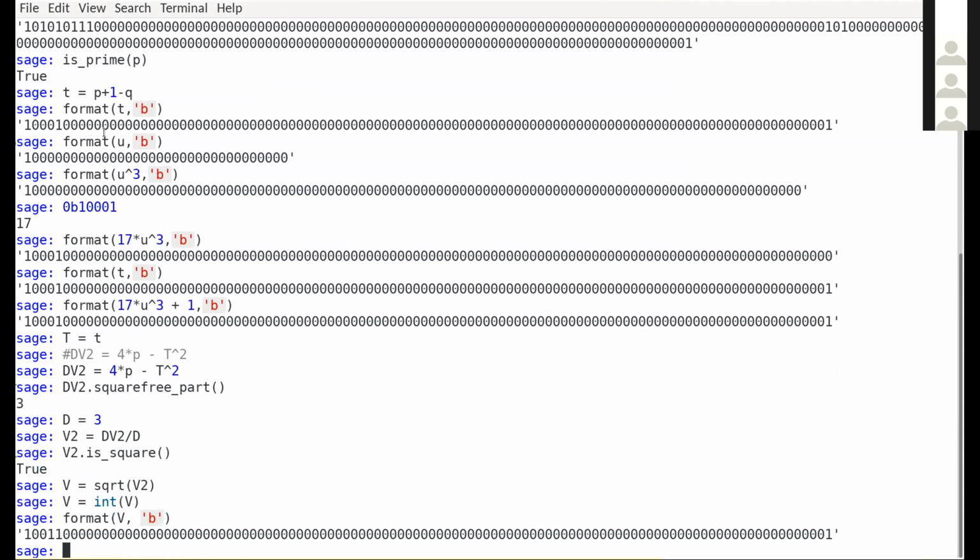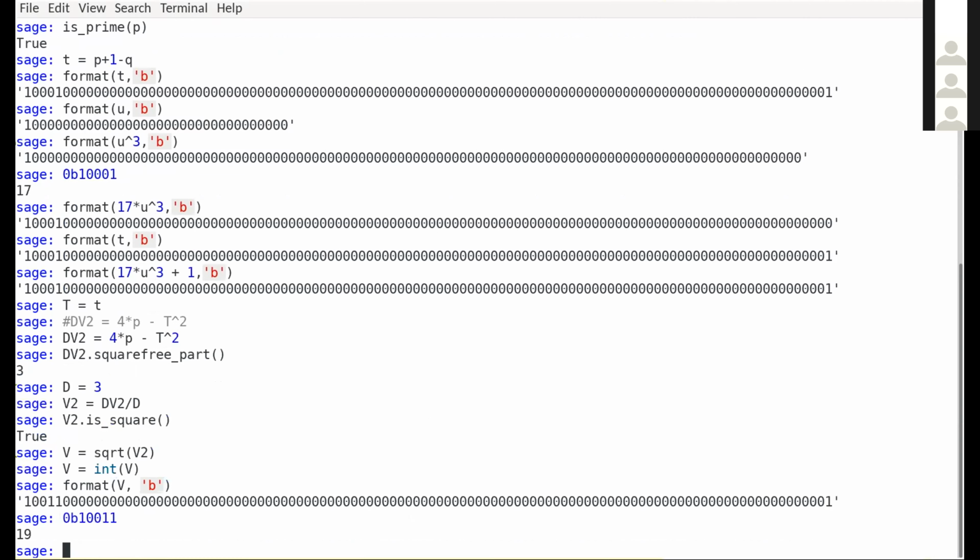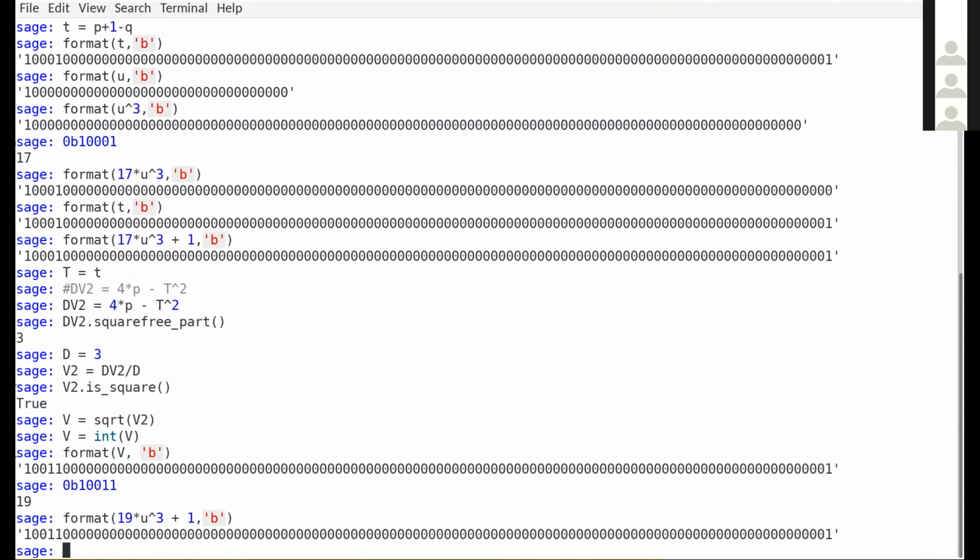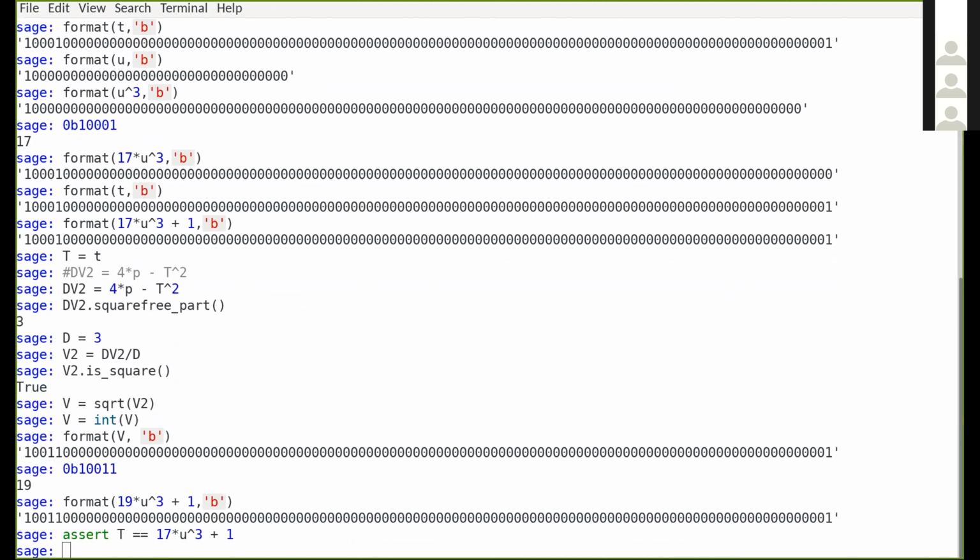And so we also need to work out what this is as a function of u. I think it's fairly clear that this only differs in the first 5 bits here. So it's going to be of the form something times u cubed plus 1. So it's going to be 19. Excellent. So that's our solution. Well, we haven't checked that this is true for all possible u.